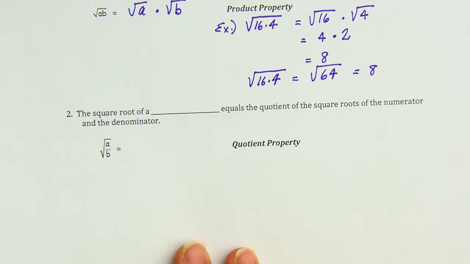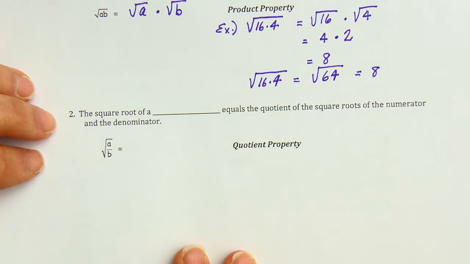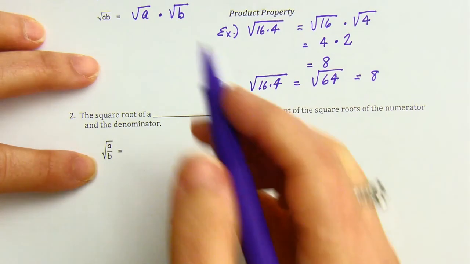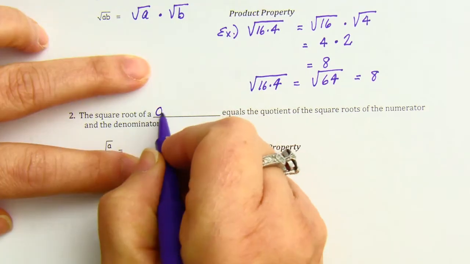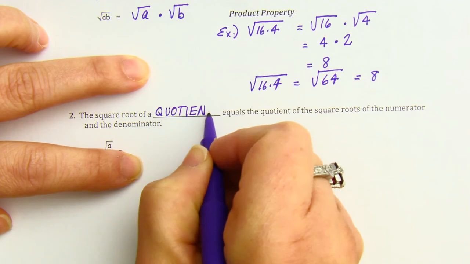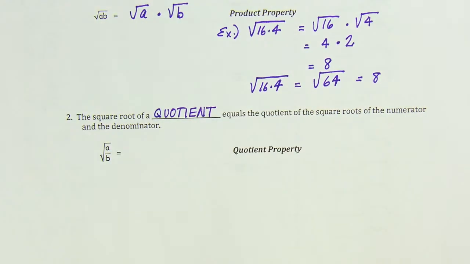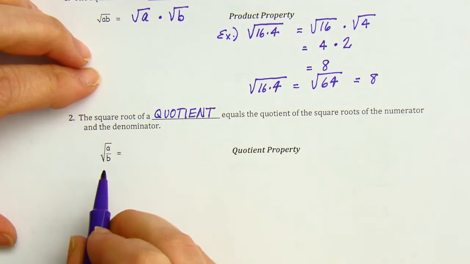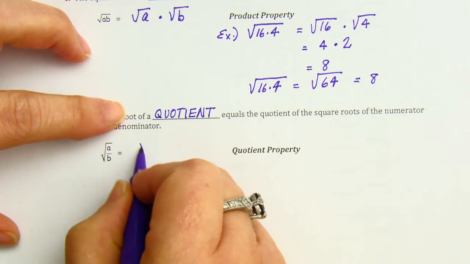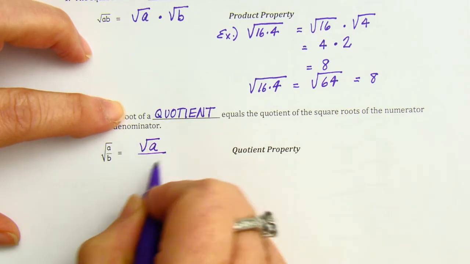And because multiplication and division are inverses of one another, we also have a quotient property, the square root of a quotient. Now remember, when you divide, the result of a division problem is called a quotient. And so that's why this is called a quotient property. Same sort of thing happens. Instead of saying the square root of the fraction a over b, we can split this apart and write it as the square root of a over the square root of b.